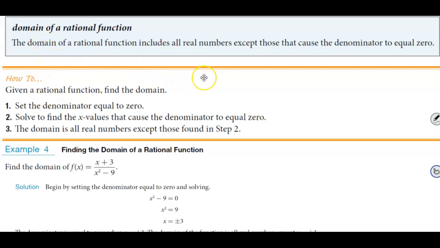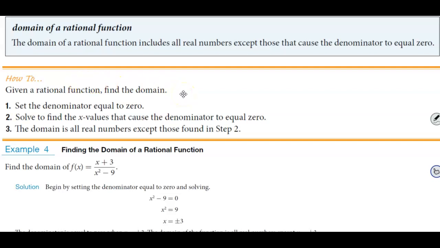Okay, the domain of a rational function. The domain of a rational function includes all real numbers except those that cause the denominator to equal 0. So how do we go about this? If we're given a rational function, we need to find the domain.